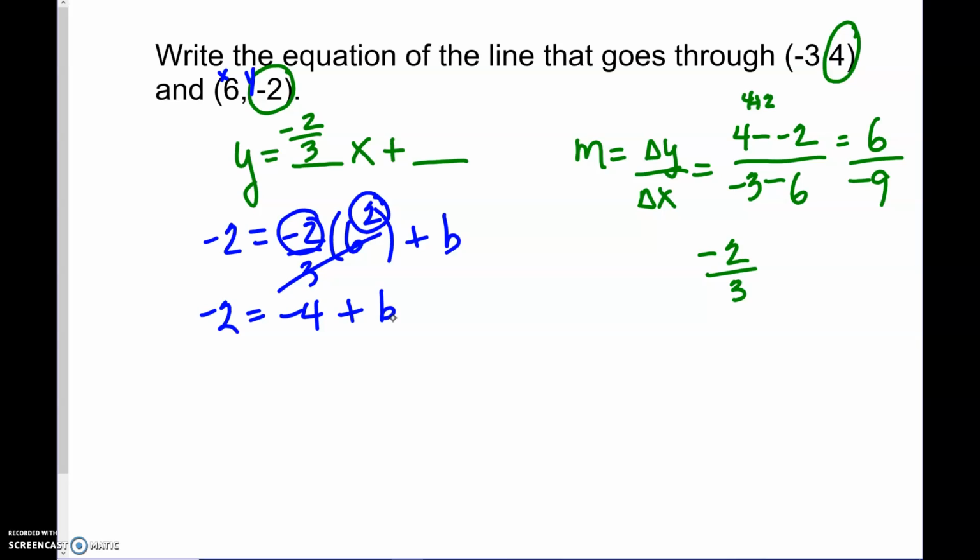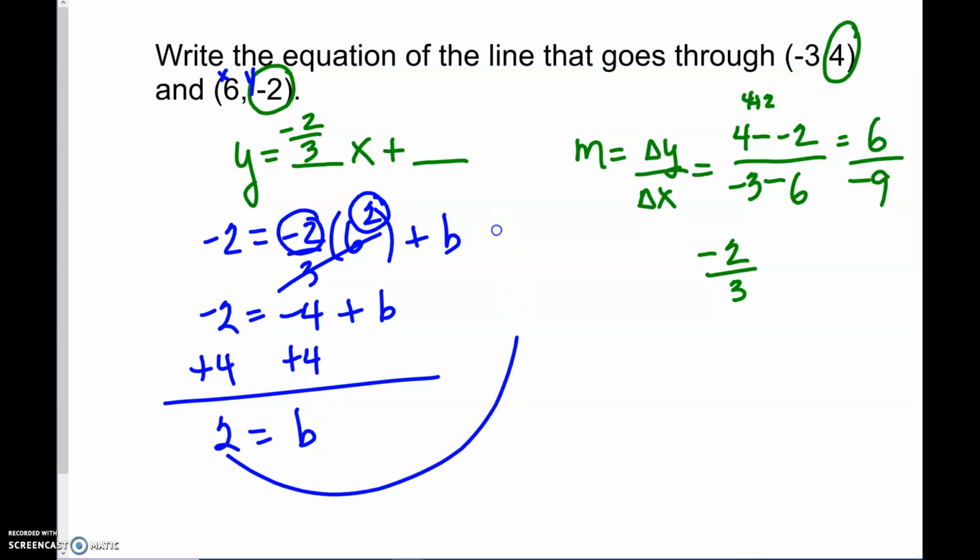So now are we going to add 4 or subtract 4 from both sides? Add 4. So -2 plus 4 is a +2. So the y-intercept is a +2.